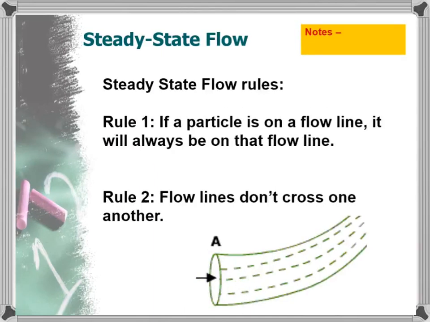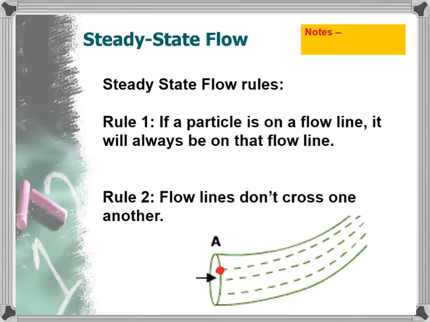Two of them in particular I can think of. Rule number one is that if a particle is on a flow line, it will always be on that flow line. So this particle right here is never going to jump off of this flow line over time. So once I know that it's on this flow line right here, I can predict that over time it will always be somewhere on this flow line. Okay. So it's not going to suddenly jump down to another flow line, like say this one way down here. It's never going to jump over to that one.